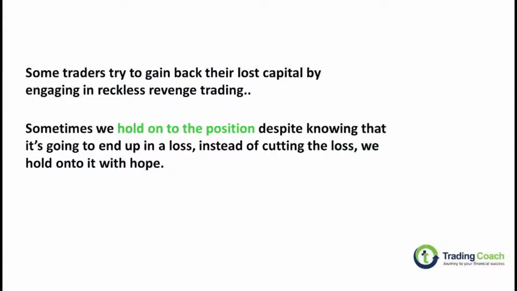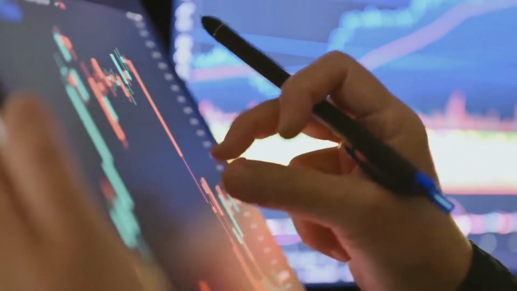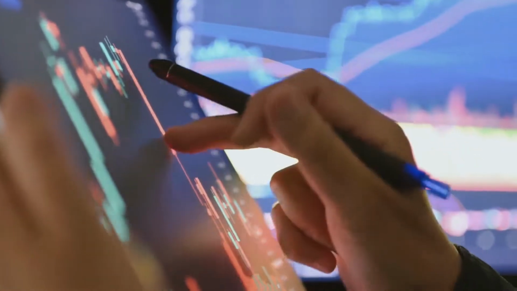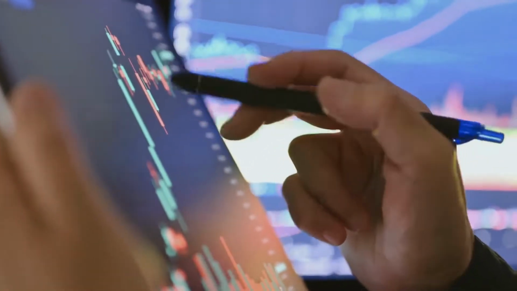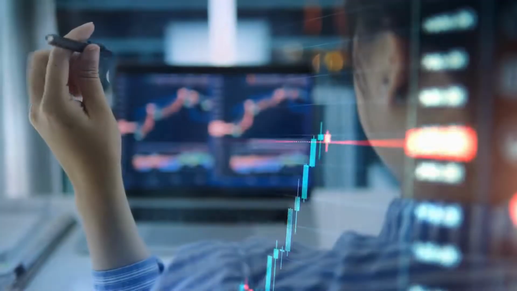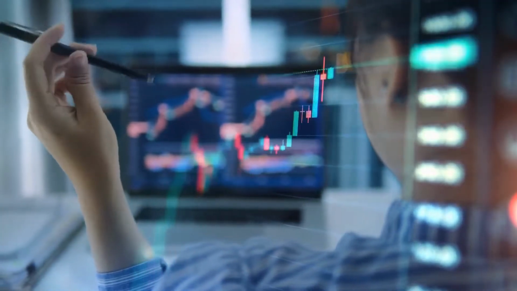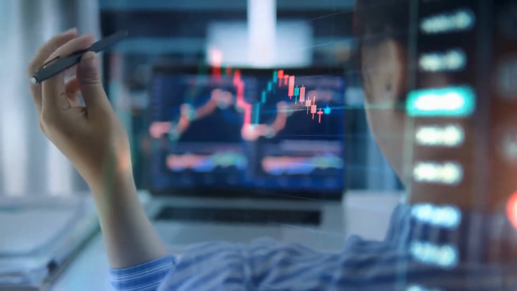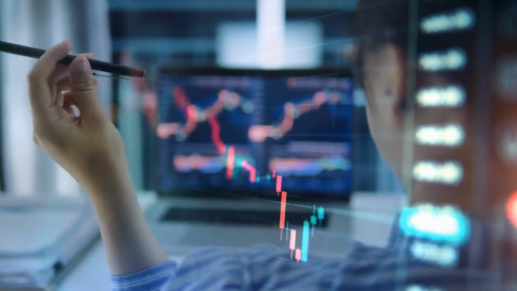There is another set of traders who try to gain back their lost capital. There are a lot of traders who have lost money in the market, so they try to gain it back by engaging in reckless revenge trading. So revenge trading is another problem which comes from loss aversion bias. And there is one more major problem. Sometimes we hold on to a position despite knowing that it's going to end up in a loss. Whenever the trade moves against you, you know it is going to end up in a loss, but instead of cutting the loss, you hold on to it with some hope. That is also a reflection of loss aversion bias.